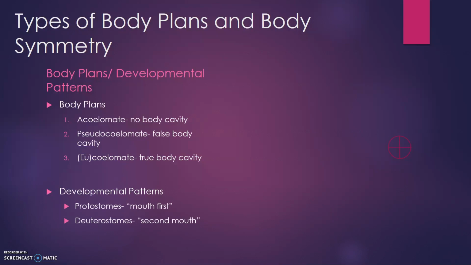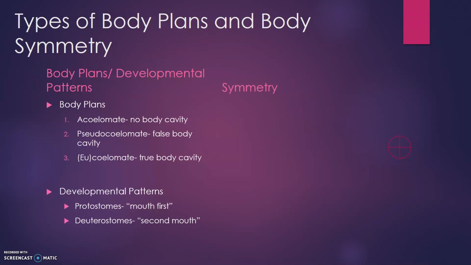These are called protostomes and deuterostomes. To translate directly from Latin, protostome translates to mouth first. So that means that organisms that have this type of development will develop a mouth before they develop their anus. And it's the opposite for deuterostomes. And there are only three groups that are deuterostomes. They're echinoderms, hemichordates, and chordates. We'll get into those specifics later.